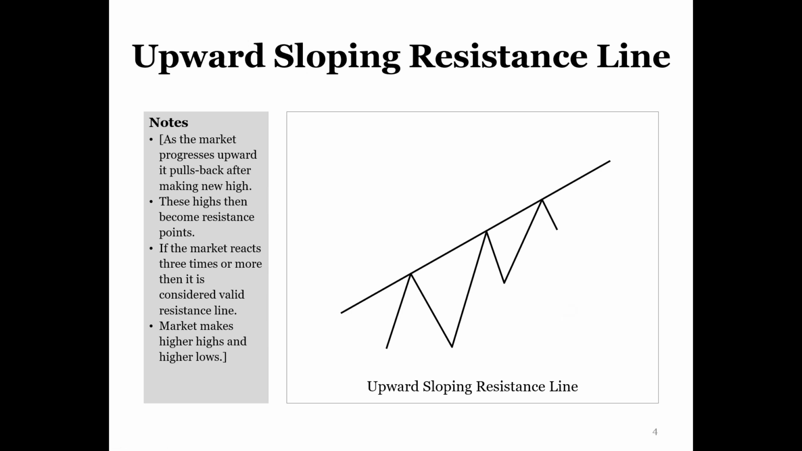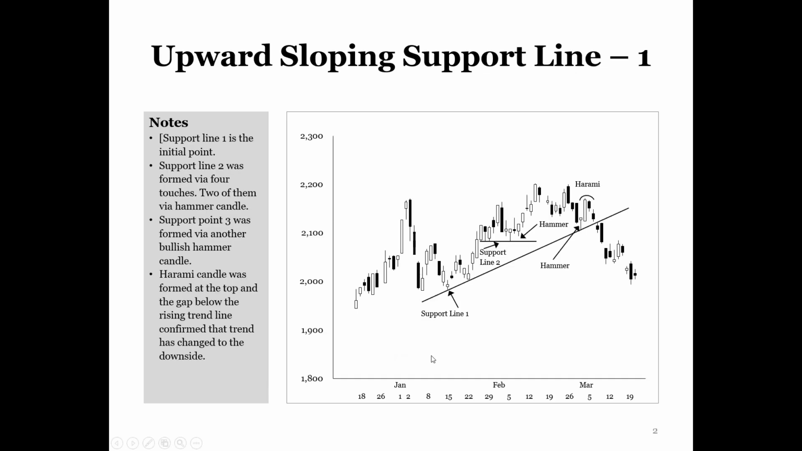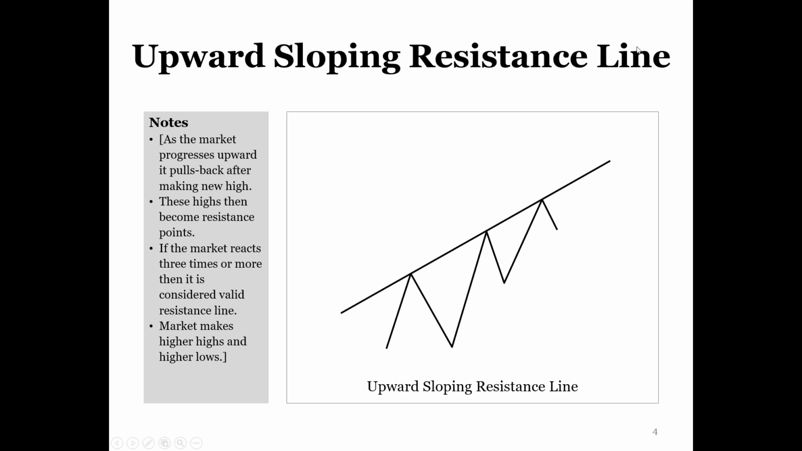Next one. In this chart, before we saw an upward sloping support line. Now there's the upward sloping resistance line. So what is happening in this kind of pattern? Let's see this. Let's assume the market is here. It made a high here and then reacted. It's called a reaction point. It just reacted and came down here.